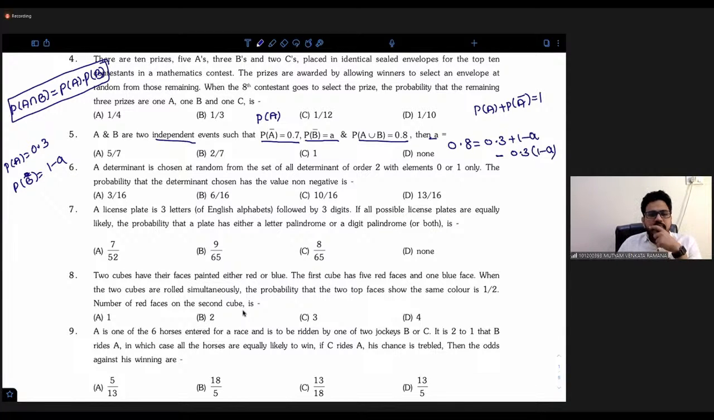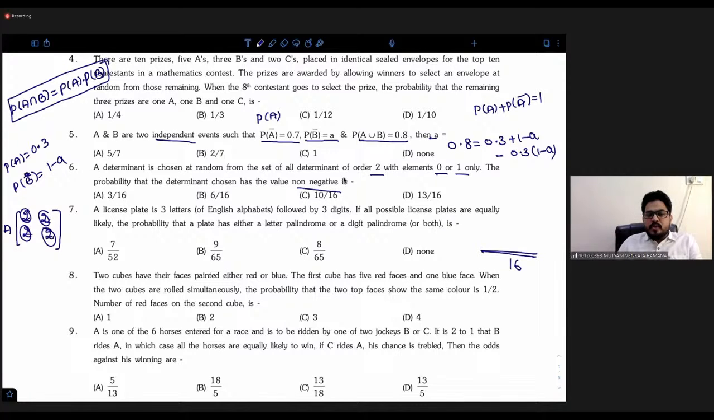A determinant is chosen at random from the set of determinants of order 2 with elements 0 and 1. The probability that a determinant chosen has a non-negative value. So a 2 by 2 is there. Here how many matrices are possible? Total possibility, 0 or 1 only. So here 2 ways you'll write, here 2 ways, here 2 ways, here 2 ways. So total matrices, or denominator, will be 16.